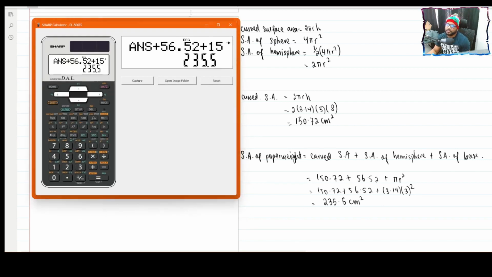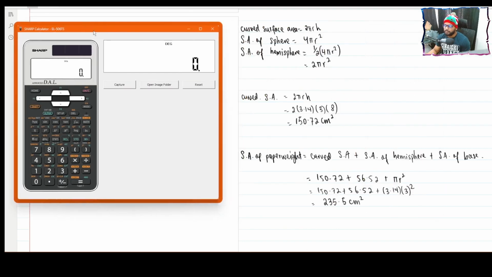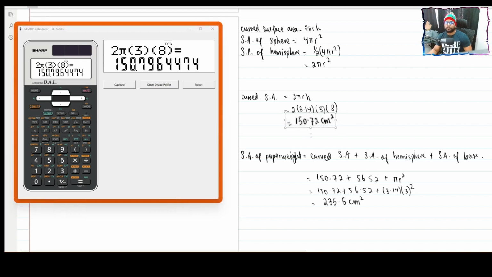If I had used the pi button on my calculator, I would get 2 pi into 3 into 8, which is equal to 150.796 or 150.80. That is quite a bit away from the answer they are looking for. This is the only answer they're looking for, using pi as 3.14. So you will lose marks if you put 150.79 or 150.8.